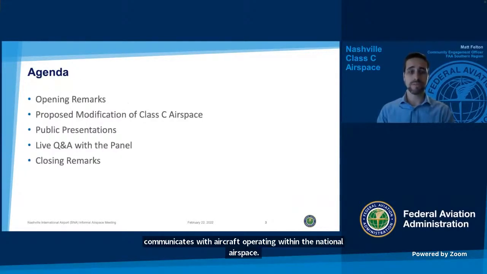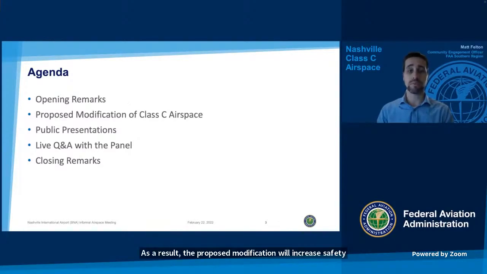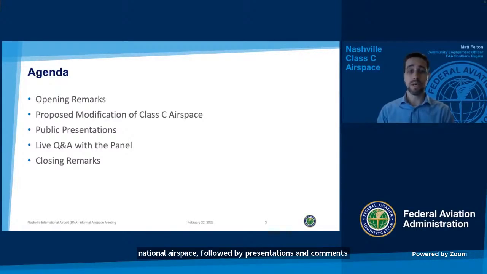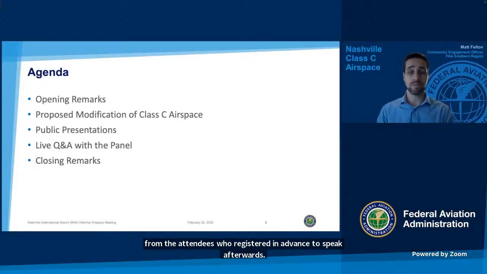Here is our agenda. The meeting will start with the FAA's detailed presentation of the proposed Nashville airspace, followed by presentations and comments from the attendees who registered in advance to speak. Afterwards, our panel of experts will host a 60-minute question and answer session, during which any attendee attending via Zoom or on social media may submit a written question. Finally, we will adjourn this presentation with brief closing remarks.